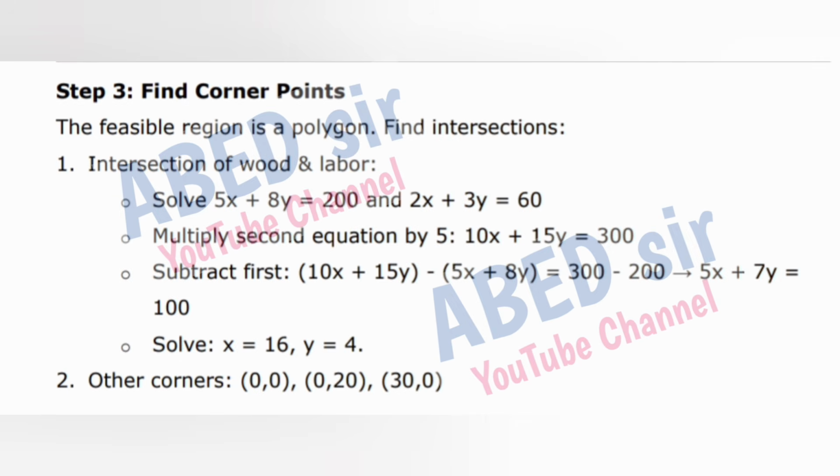Multiply second equation by 5. 10x plus 15y is equal to 300. Subtract: first 5x plus 8y is equal to 200 from 10x plus 15y is equal to 300 to get 5x plus 7y is equal to 100. Solve: x is equal to 16, y is equal to 4. 2 other corners: 0, 0; 0, 20; 30, 0.